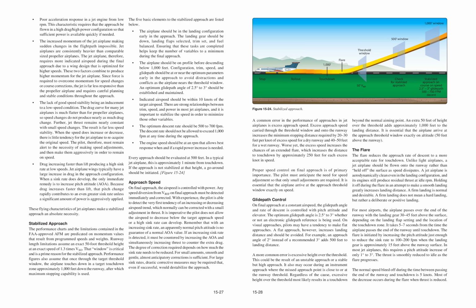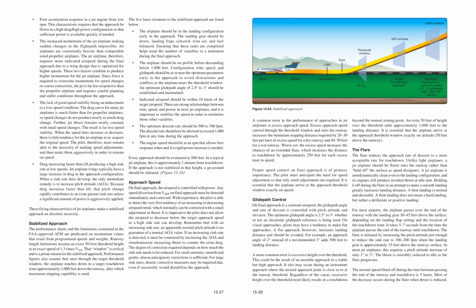Stabilized approach. The performance charts and the limitations contained in the FAA-approved AFM are predicated on momentum values that result from programmed speeds and weights. Runway length limitations assume an exact 50-foot threshold height at an exact speed of 1.3 times VSO. That window is critical and is a prime reason for the stabilized approach. Performance figures also assume that once through the target threshold window, the airplane touches down in a target touchdown zone approximately 1,000 feet down the runway, after which maximum stopping capability is used. The 5 basic elements of the stabilized approach are listed below.